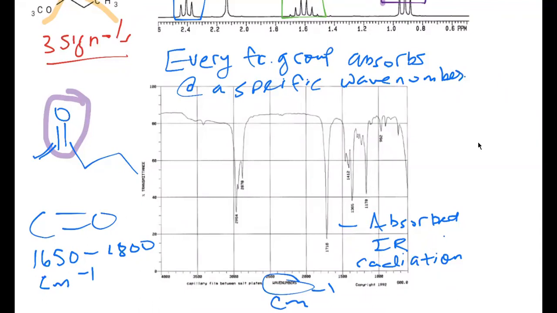All right. So that stretch is common, right? If you see a stretch, and it's a strong stretch too, very strong stretch. So if you see a stretch that shows up between 1650 and 1800, and it's a strong stretch, most likely that's going to indicate the presence of a carbonyl. So this stretch right here, that is your carbonyl stretch. Oh, no, that's too dark, sorry. Right, that's your carbonyl stretch right there.